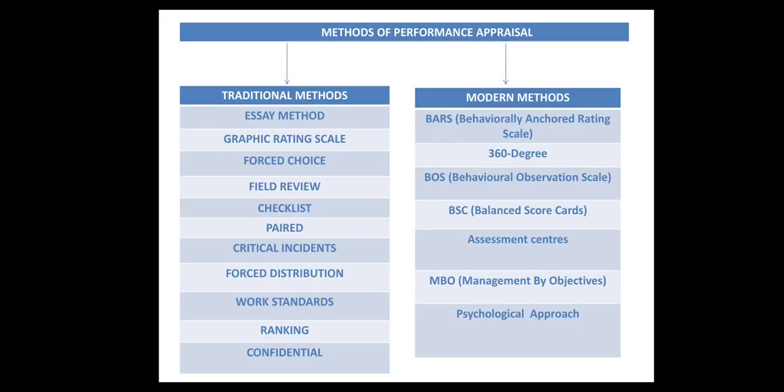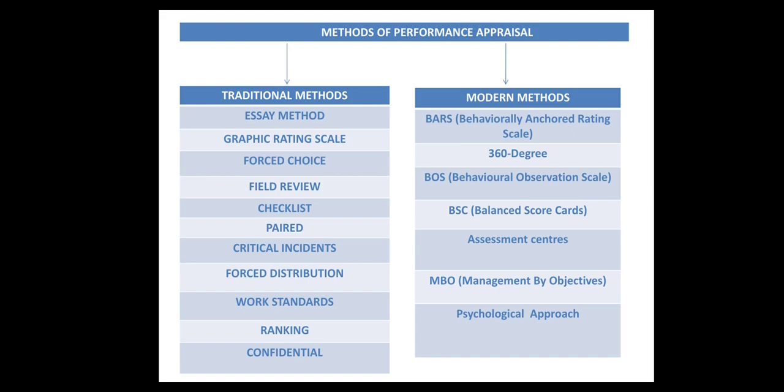So these are the different objectives, process, as well as the different phases in performance appraisal. And now we can look into how we can do the performance appraisal, or what the different methods of performance appraisal are. So methods are divided into two, that is the traditional method as well as the modern method.